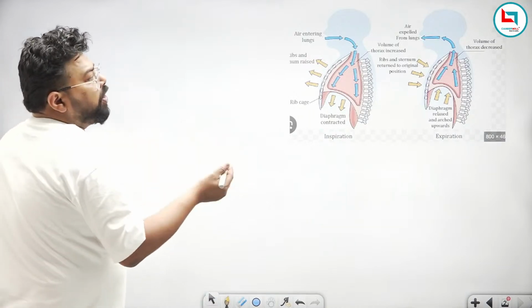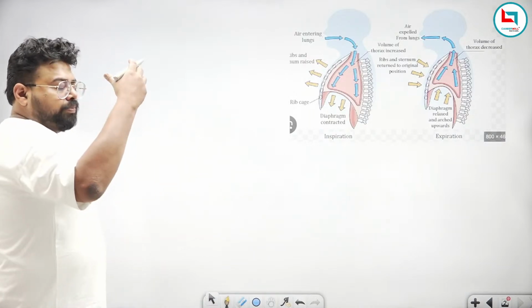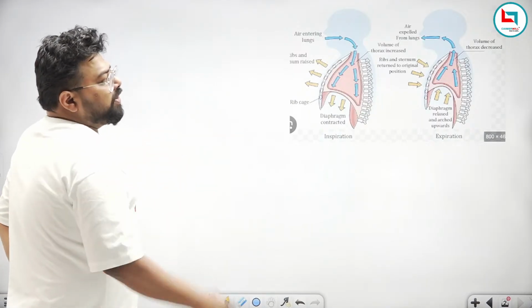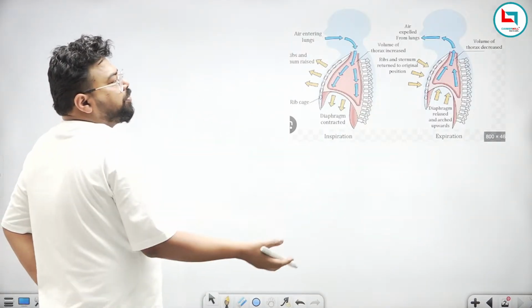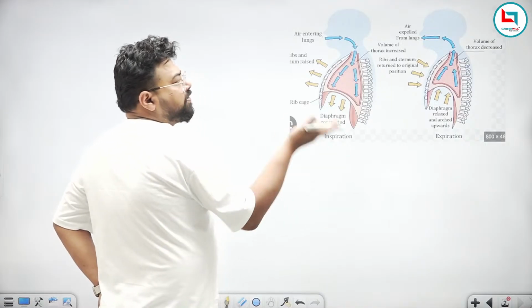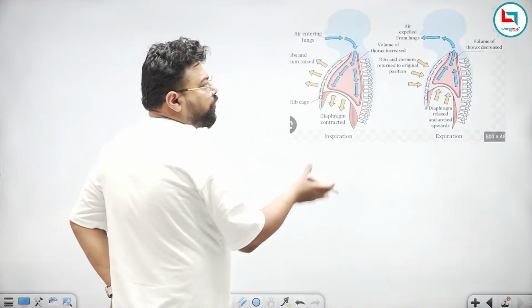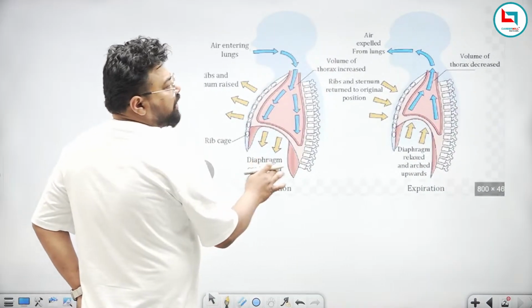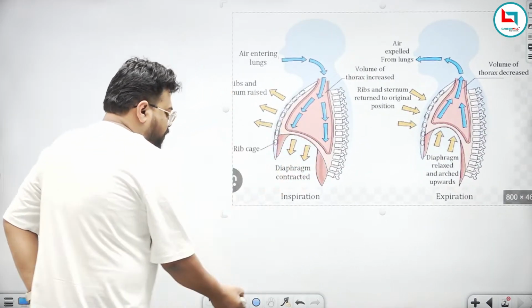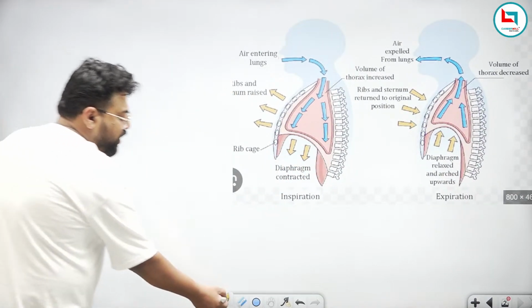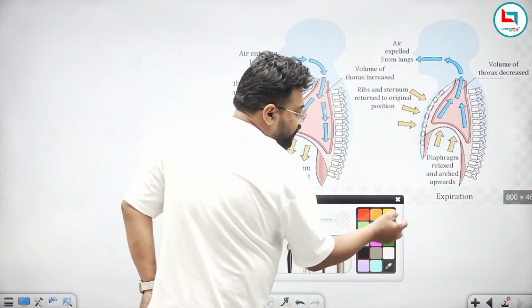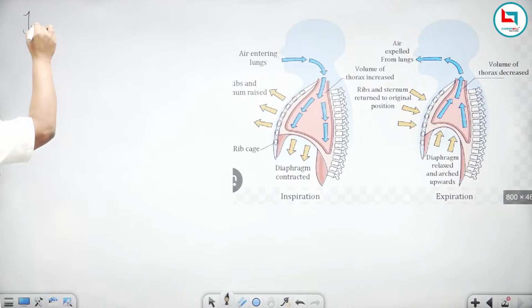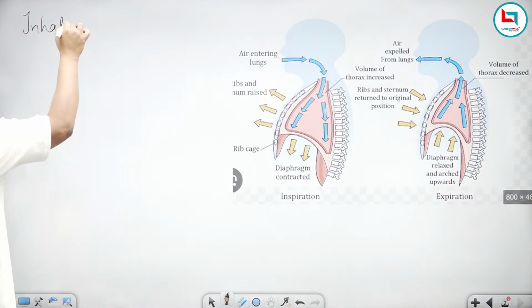And what is Boyle's law? That is, at constant temperature, the volume of a gas is inversely proportional to pressure. If you increase the pressure, the volume will go down. If you increase the volume, the pressure will go down. Now, we have to understand how this mechanism of inhalation and exhalation takes place with the help of Boyle's law. So, let us first of all understand the process of inhalation.